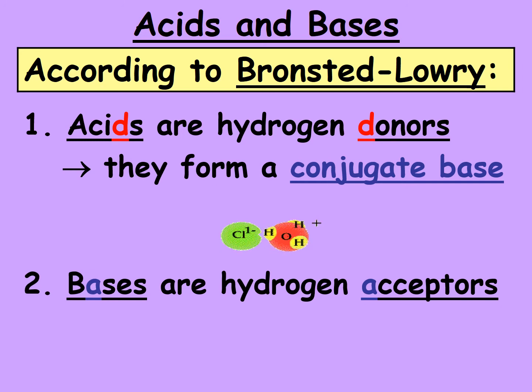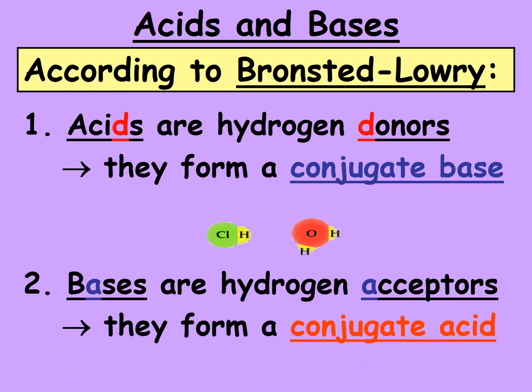Bases are hydrogen acceptors. Bases are hydrogen acceptors. That means they're like, hey, give me a hydrogen, I'll accept that from you. And they form a conjugate acid. So every time you do these reactions, or every time you're looking at neutralization reactions, or you're looking at the Bronsted-Lowry rule, you're always going to have an acid and a base on the left-hand side of your arrow, and you're going to have a conjugate acid and a conjugate base with all the big words on the right-hand side after your reaction.